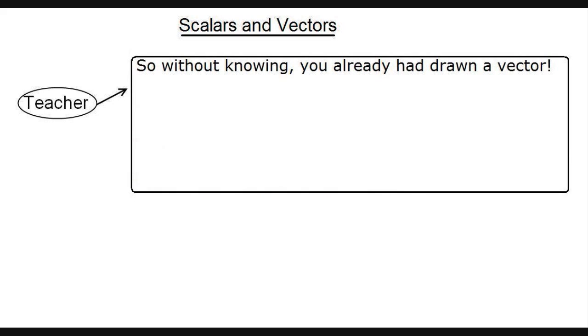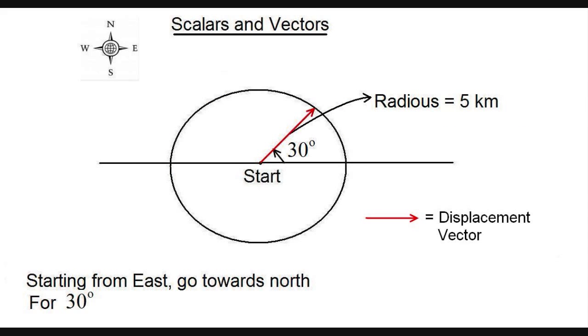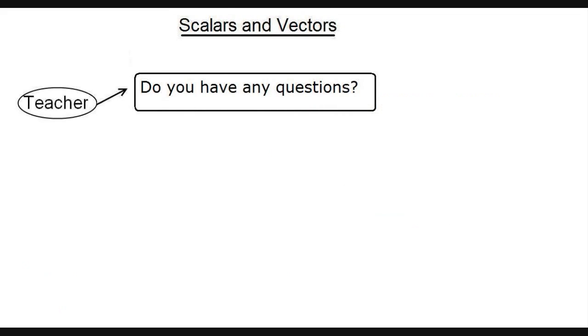So without knowing, you already had drawn a vector. In the example, the colored arrow which points from starting position of the car to its final position is the displacement vector of the car. Do you have any questions?